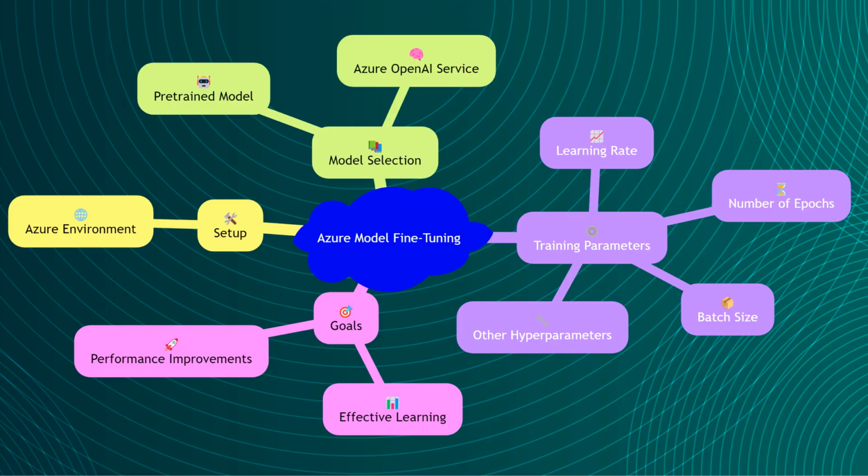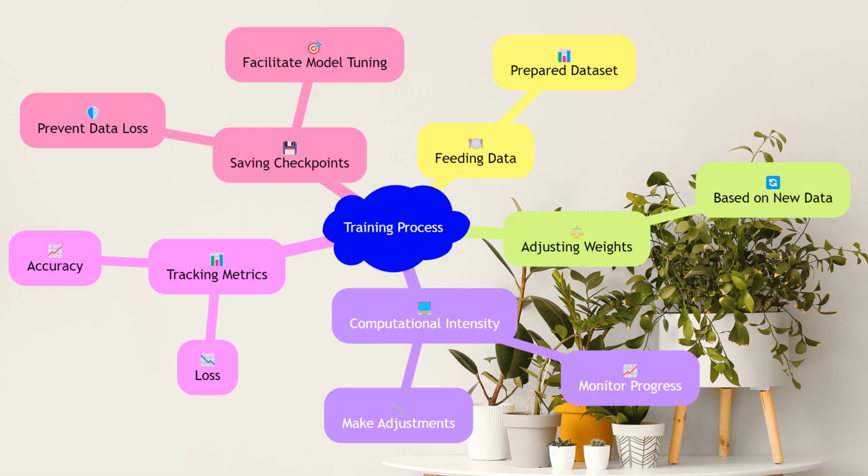Once your Azure environment is set up, the next step is to configure the model for fine-tuning. This involves selecting the appropriate pre-trained model from the Azure OpenAI service and specifying the training parameters. You'll need to define the learning rate, batch size, number of epochs, and other hyperparameters to optimize the training process. Proper configuration is essential to ensure that the model learns effectively from the new dataset and achieves the desired performance improvements.